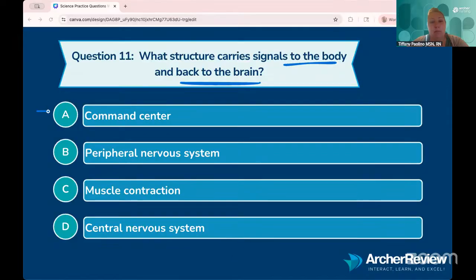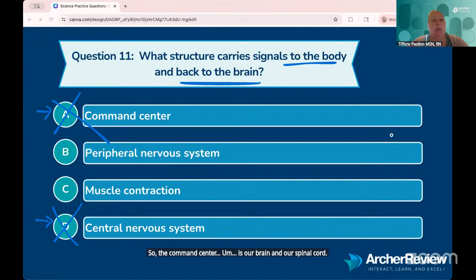So, do you know what a command center is? A command center is actually our central nervous system. It acts as our command center. So, a trick here is when you have two similar answers, it's either one or none of those. And in this instance, it's not because they're too similar. So, the command center is our brain and our spinal cord.